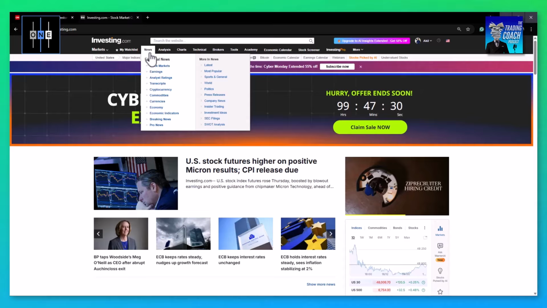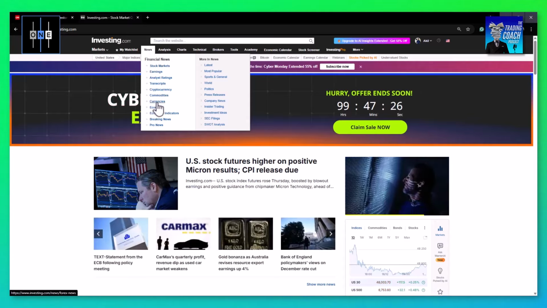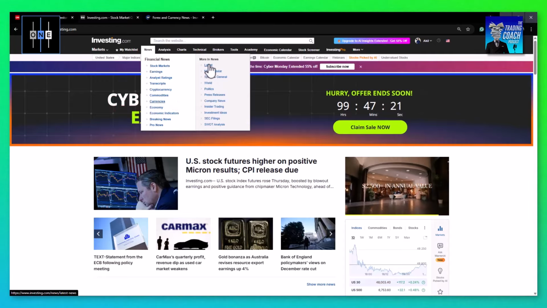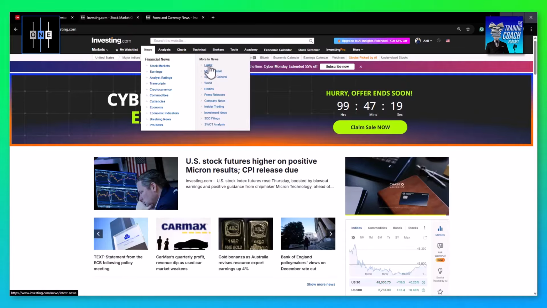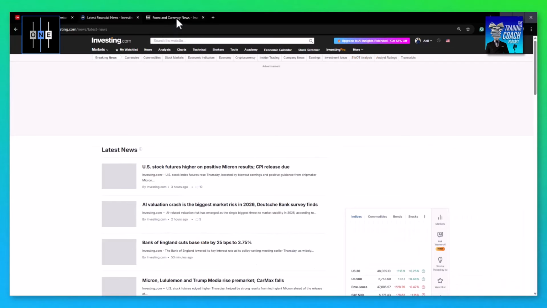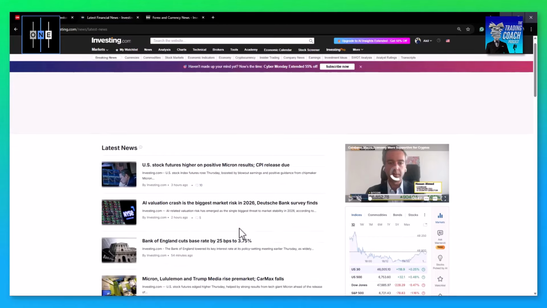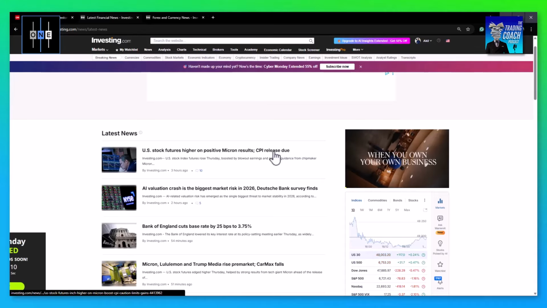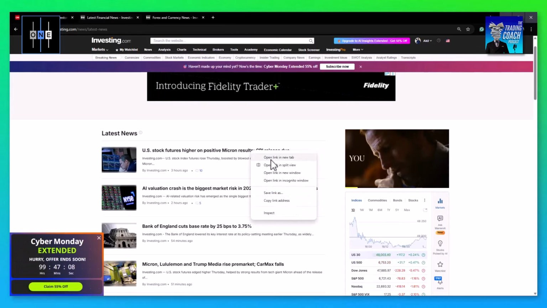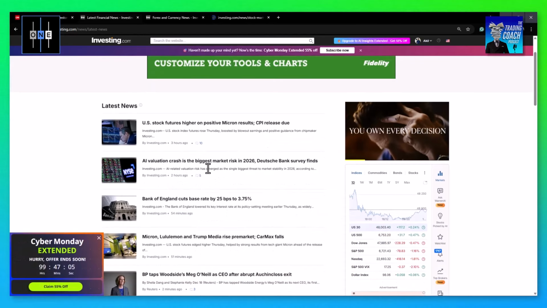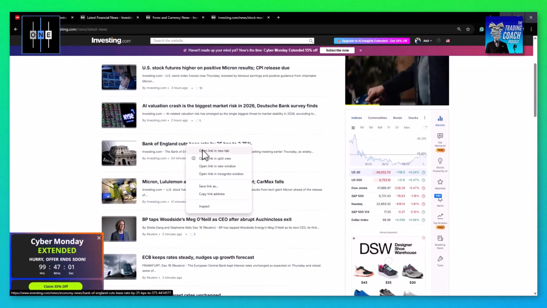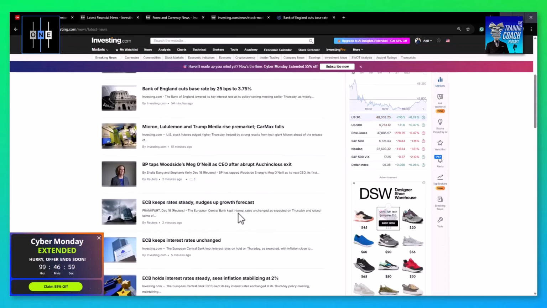If you want more, you can go to news. I would say the two sections that I would go to are either currencies, which is going to be Forex, or latest or most popular. So let's just see what's on here today. Latest, again, and you can scroll through stock market. Maybe you don't care about that. Oh, CPI release, that could be important. So boom, let's click that and save that. AI valuation crash, it doesn't really, but Bank of England cut, okay. That could be important for Forex, right? And then just go down and see what's important for you.